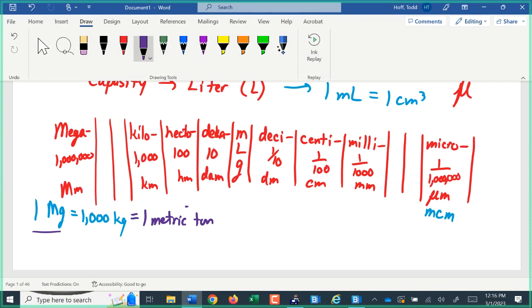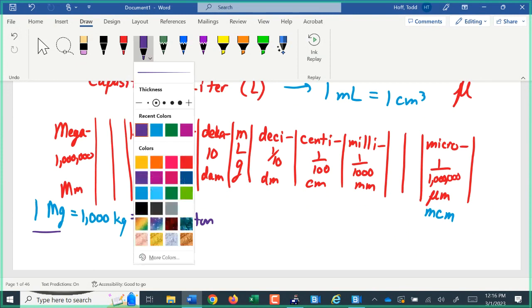So conversions within the metric system are very simple, because if I go from one unit to the next, the size of the unit is either just being multiplied by 10 or divided by 10. And when you multiply or divide a number by 10, we just move the decimal point.